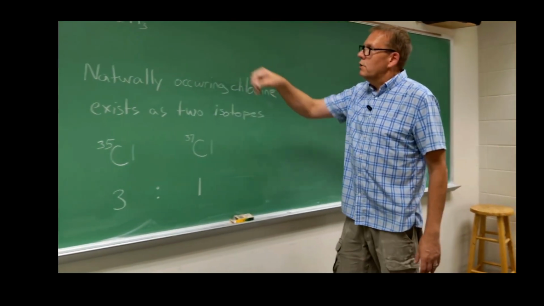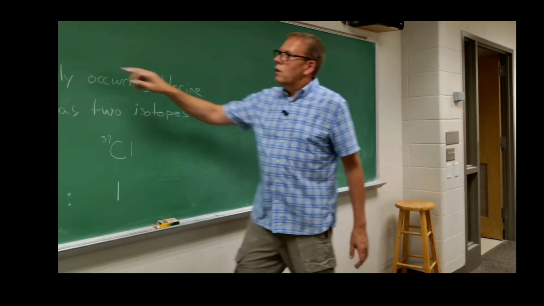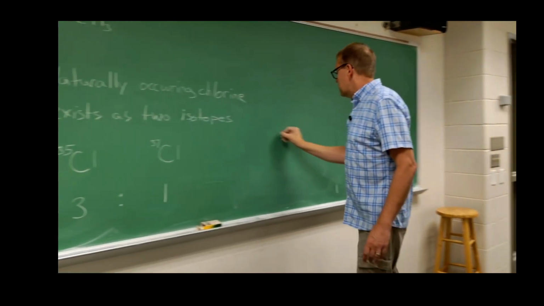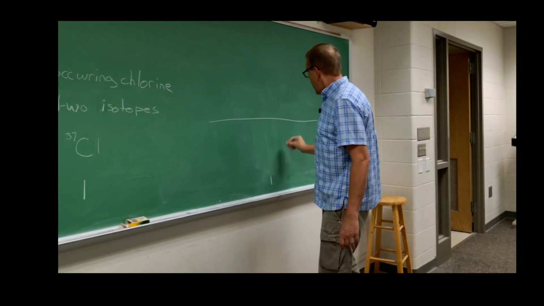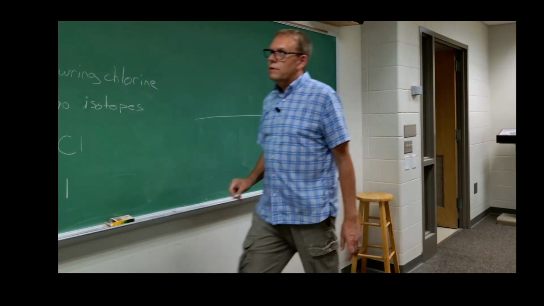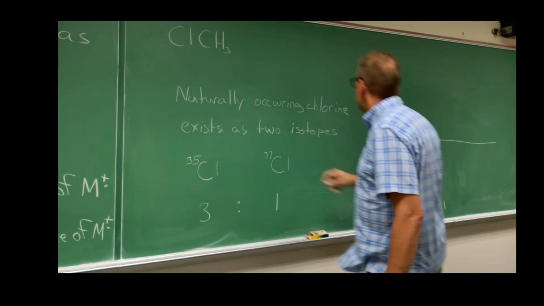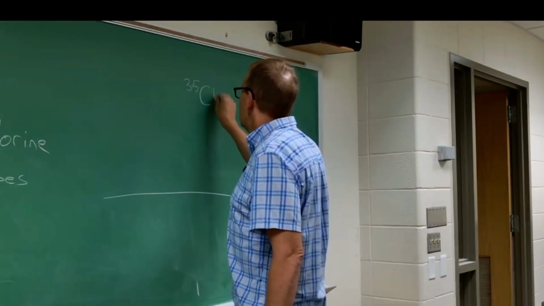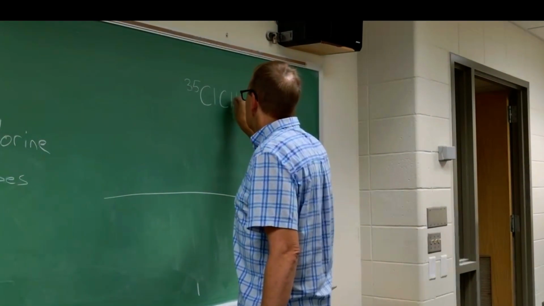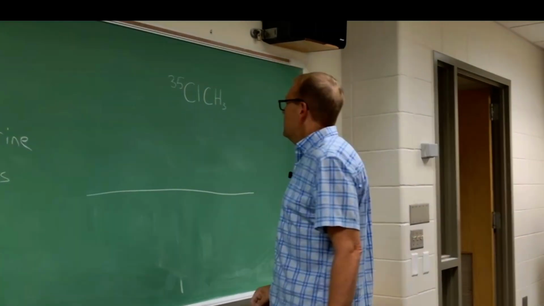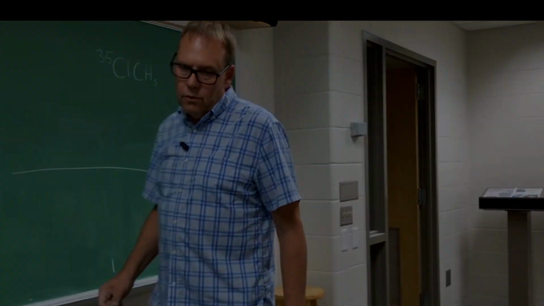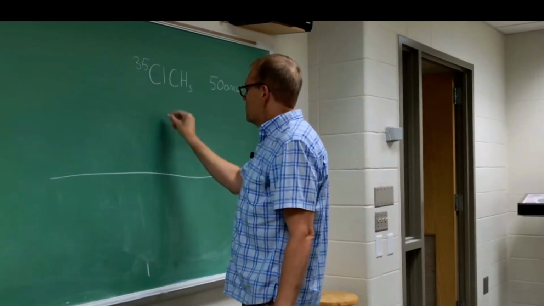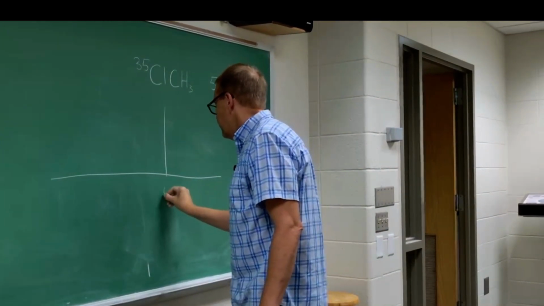If you have this molecule, Cl, CH3, you're going to have chlorines of both types. There's going to be 2 types of chlorines. You're going to have a peak that weighs 50 when the chlorine is chlorine 35. So if you've got a chlorine 35 and a carbon and the 3 CH3s, well, that molecule, that's 50 AMUs, atomic mass units. So you'll see a peak at 50.